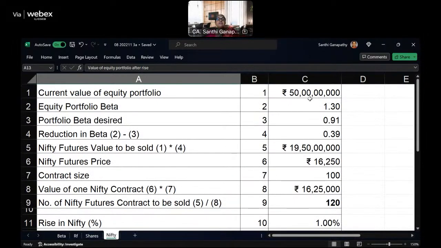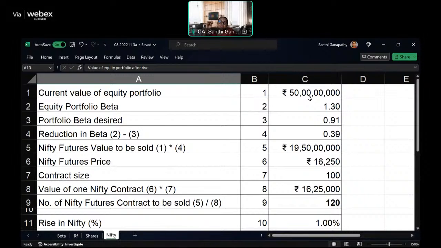Now what do we know? Current value of equity portfolio we know. Equity beta we know. You want 0.91. So reduction is what you want. So how much you have to sell? See, in the portfolio you have a long position. For hedging you have to take the opposite position. So you have to sell. What is the Nifty futures price?